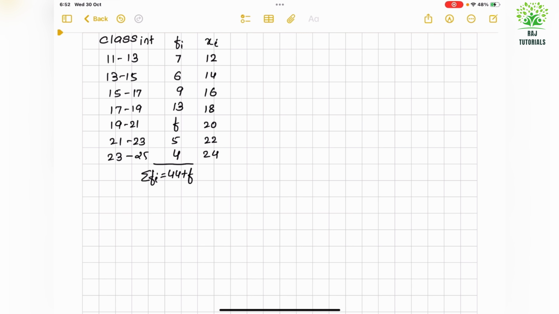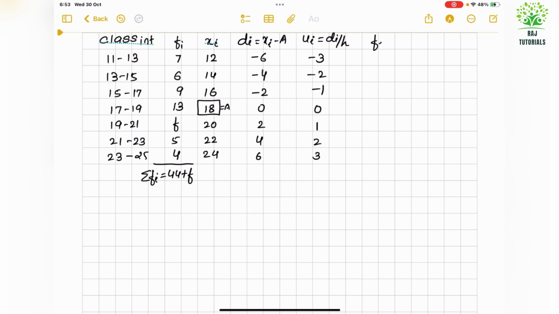Now di I am finding, so that will be xi minus a. Now let me select one a, so I am selecting 18 as a. So 12 minus 18 will be minus 6. 14 minus 18 will be minus 4, minus 2, 0, 2, 4, 6. Now ui equal to di by h. So minus 6 by 2 will be minus 3, minus 2, minus 1, 0, 1, 2 and 3.